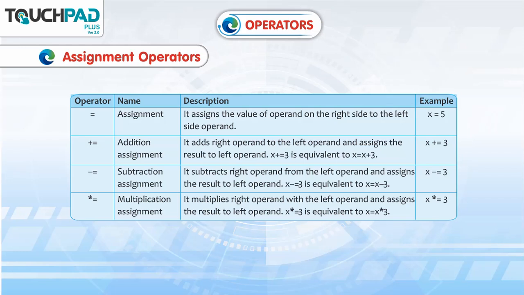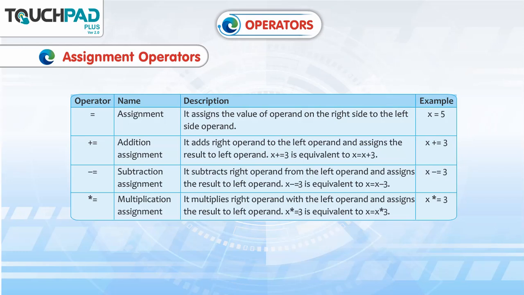Assignment assigns the value of the operand on the right side to the left side operand: x = 5. Addition assignment adds the right operand to the left operand and assigns the result to the left operand: x += 3 is equivalent to x = x + 3. Subtraction assignment subtracts the right operand from the left operand and assigns the result to the left operand: x -= 3 is equivalent to x = x - 3.